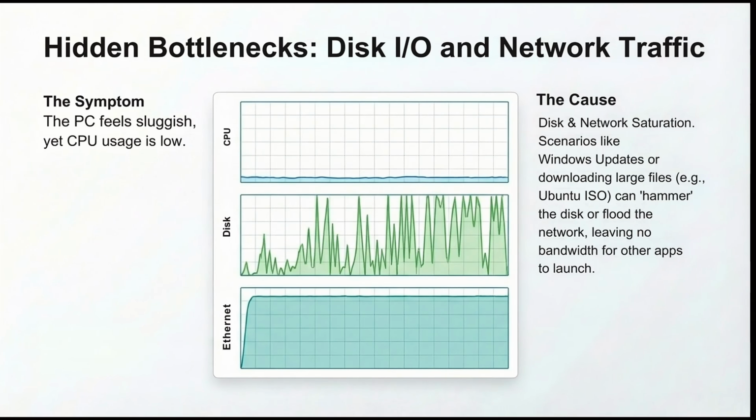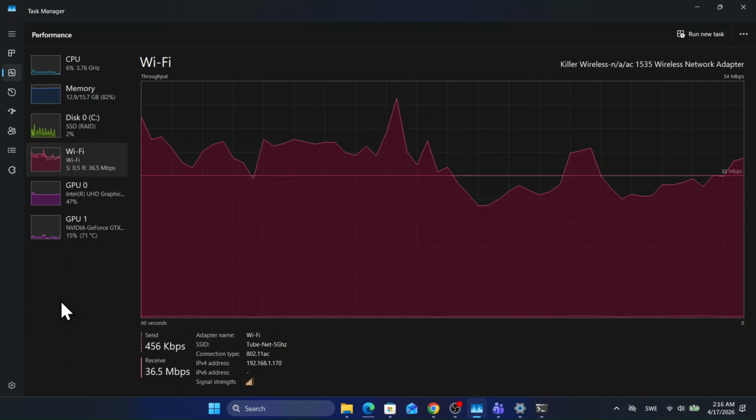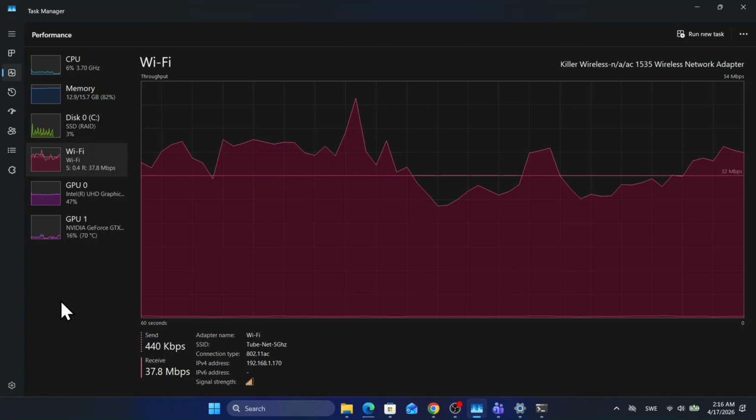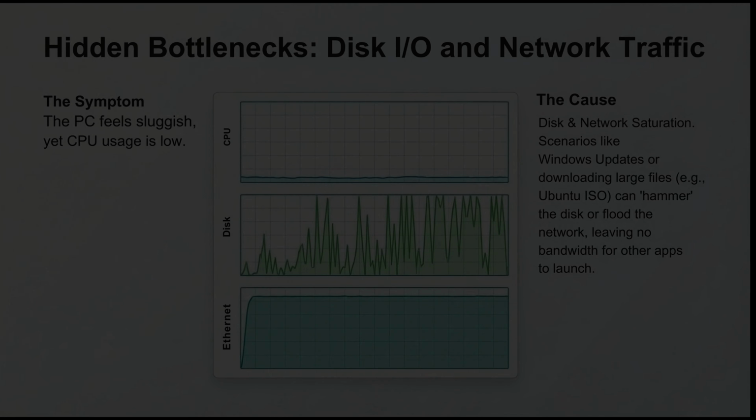If your PC feels slow, but CPU usage is low, look at Disk next. The slide shows exactly this scenario. CPU is flat, but disk is hammered and Ethernet is saturated. Background updates and large file syncs can occupy your storage completely, leaving no bandwidth for your apps. The same applies to network. If something is transferring data in the background, everything else slows down while it waits.